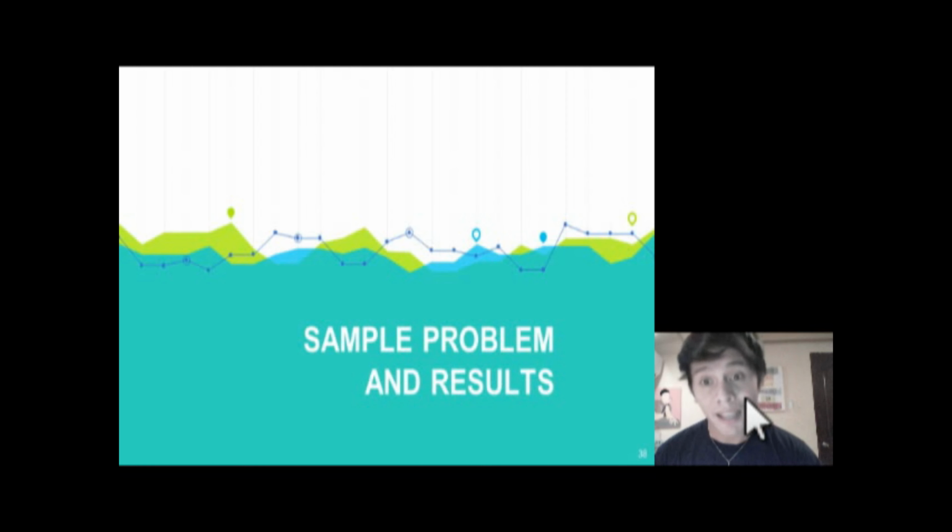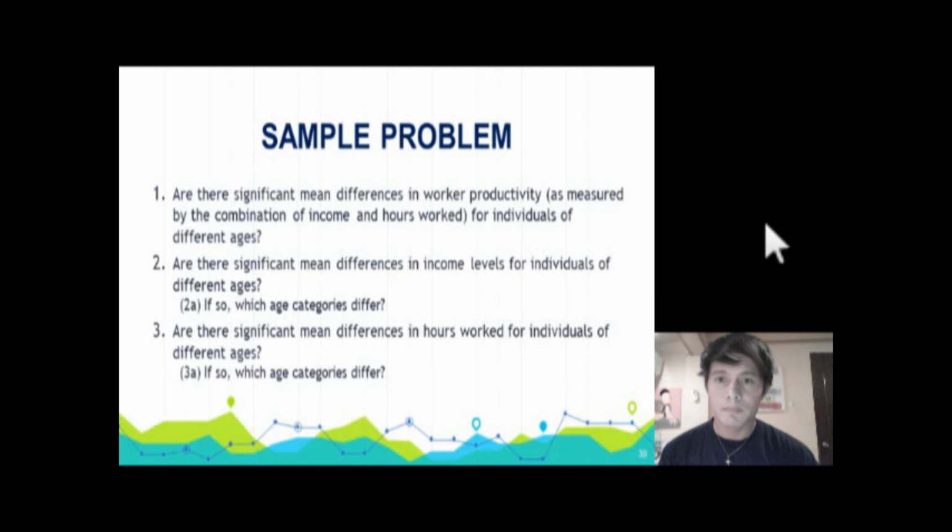So this time, let's take a look at the sample problem and its result. For our question number 1, are there significant mean differences in worker productivity as measured by the combination of income and hours worked for individuals of different ages? Number 2, are there significant mean differences in income levels for individuals of different ages? If so, which age categories differ? And lastly, are there significant mean differences in hours worked for individuals of different ages? If so, which age categories differ?